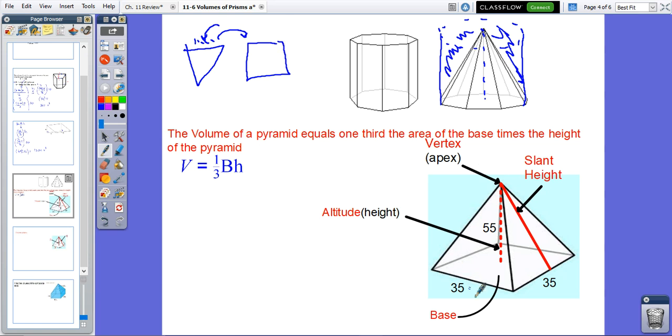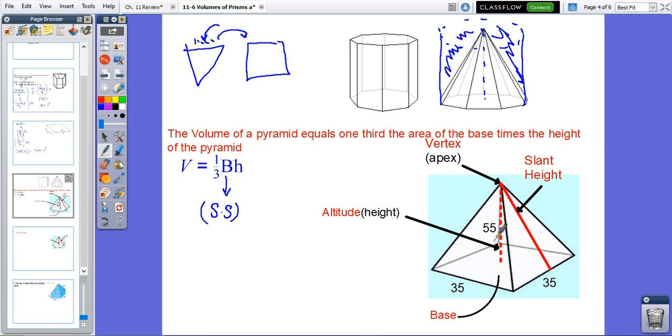All right, so let's look at our example here. We're going to take 35 by 35. So if it's 35 by 35, what kind of shape do we have here, y'all, as a base? Again, it's a square. So we can say, all right, area of the base is side times side. And we're going to take that times the height of the whole thing. Well, there's 2 heights. Remember, we have the slant height and the altitude height. We've used the slant height previously for surface area. We don't use it for this one. For this one, we are using the altitude height.